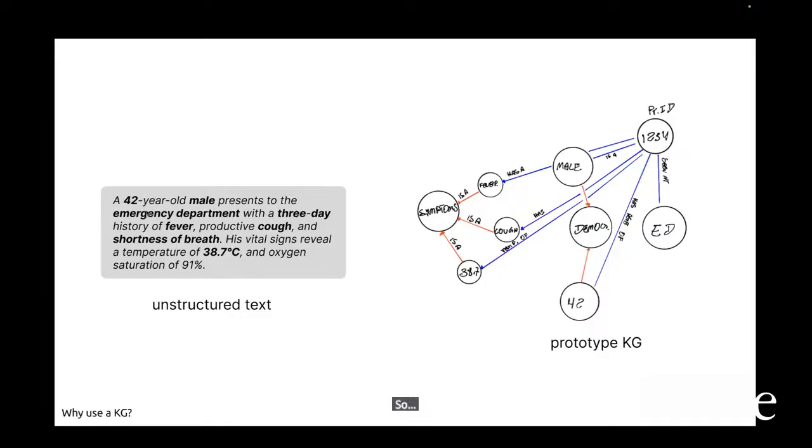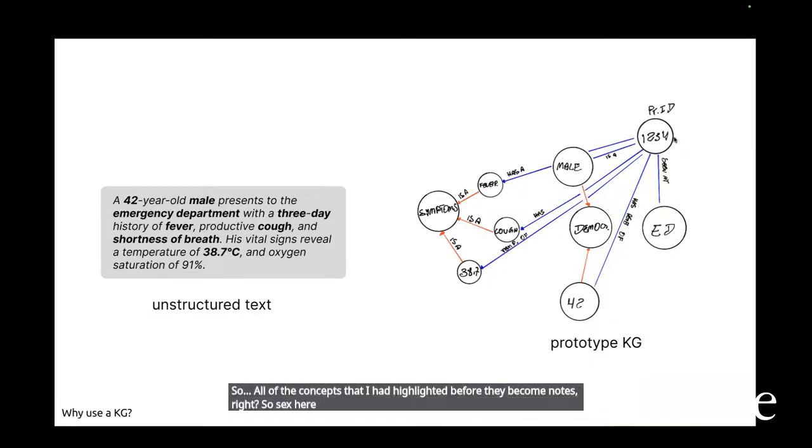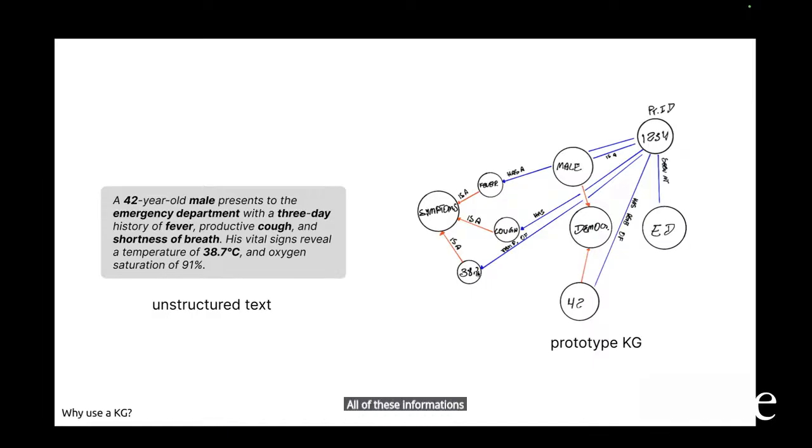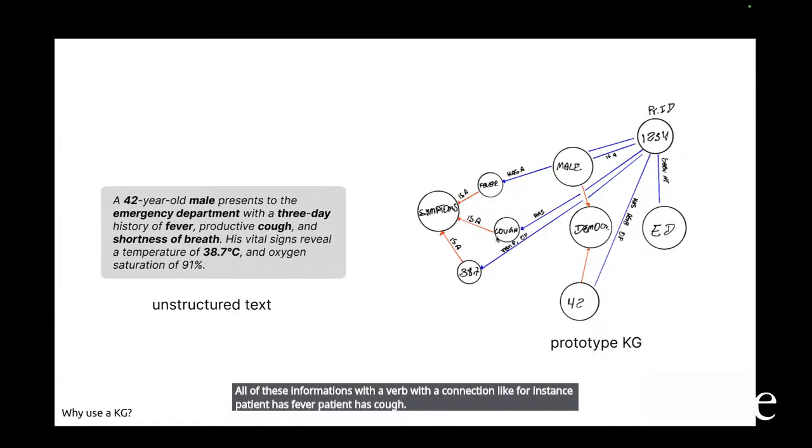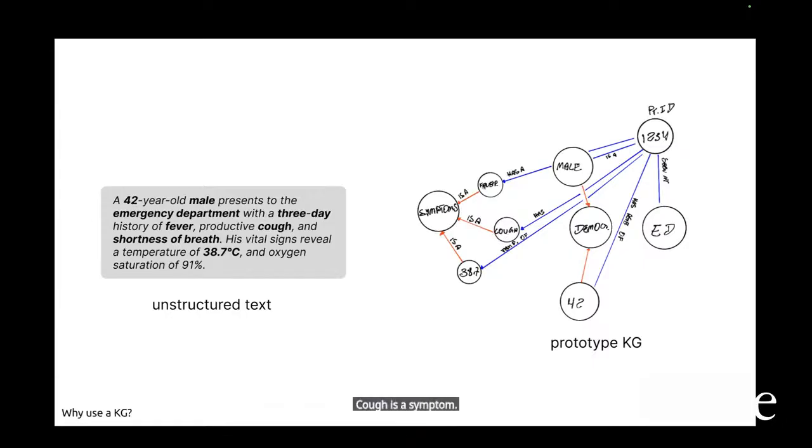All of the concepts that I had highlighted before become nodes, right? So sex here, male, we have patient ID, we have the setting, we have the fever, the symptom, the cough, etc. And we are able to link all of this information with a verb, with a connection, like for instance, patient has fever, patient has cough. Cough is a symptom, fever is a symptom. So we can add the information to the knowledge graph.